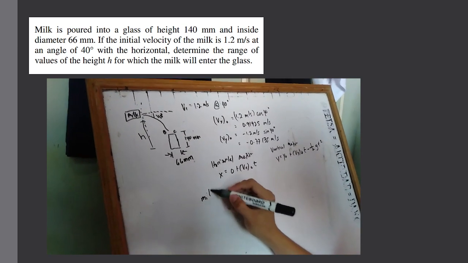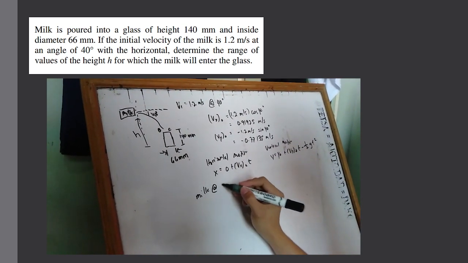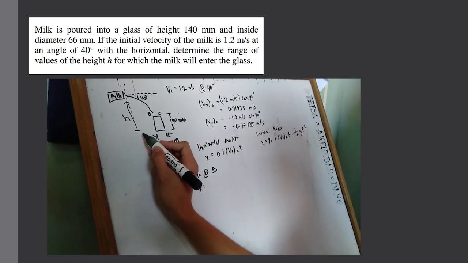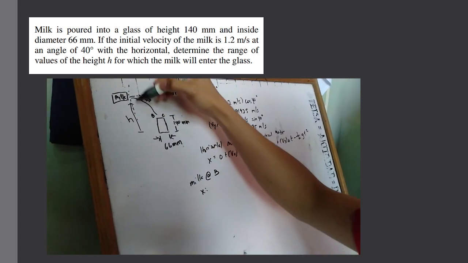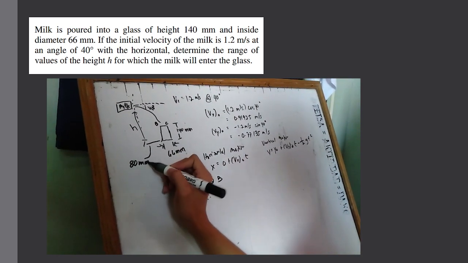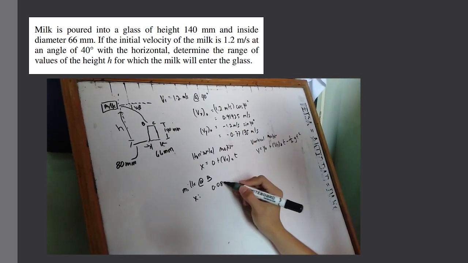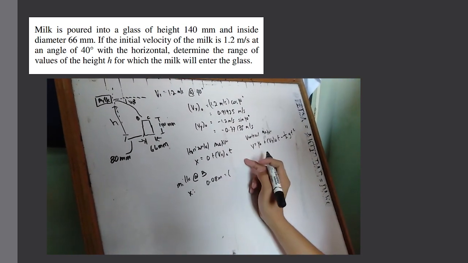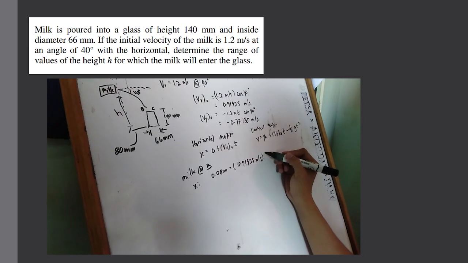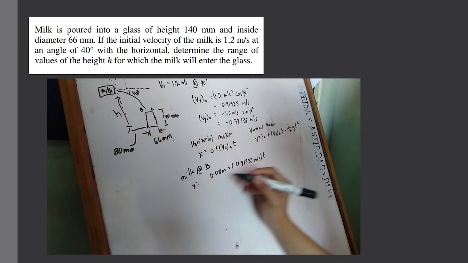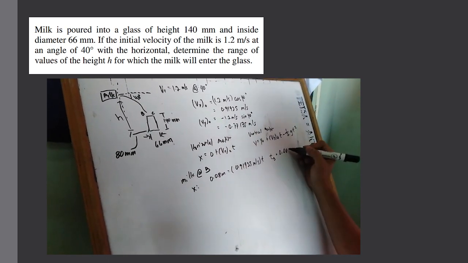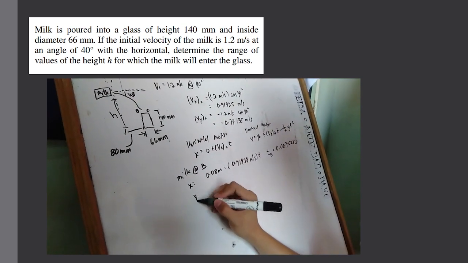So the milk enters the glass at point B. On the x-axis, I also forgot to mention, the distance between the milk and the glass is 80 mm. On the x-axis, we have 0.08 meters is equal to Vx, 0.91925 meters per second times time. T at point B is equal to 0.087028 seconds.